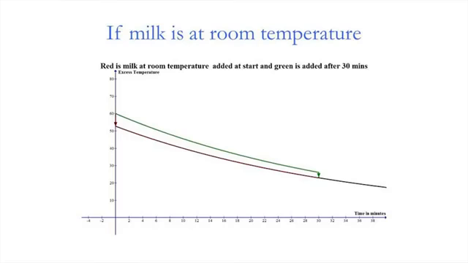If you decide, on the other hand, to wait for 30 minutes before adding the milk, well, here's the coffee. It starts to cool according to Newton's law. After 30 minutes, its temperature is down here. You add the milk, and it drops down to what the previous curve was. So under the assumptions that I'm making, if the milk is already at room temperature, it doesn't matter when you add it. But it's different if you've got your milk in the fridge.